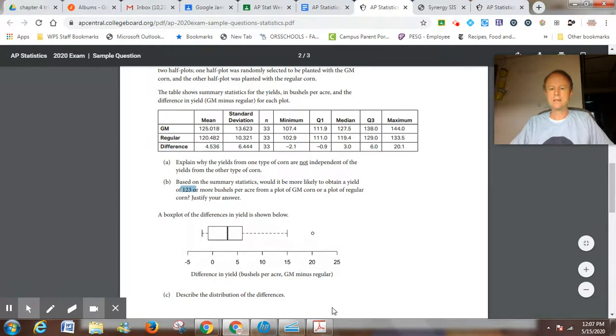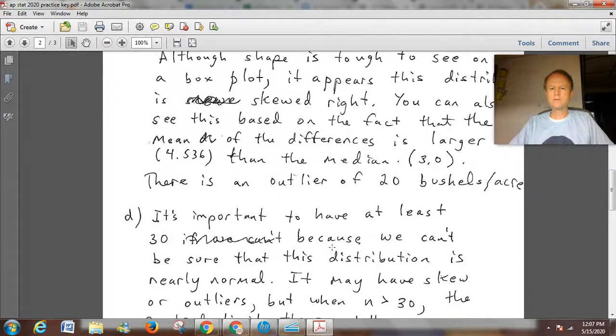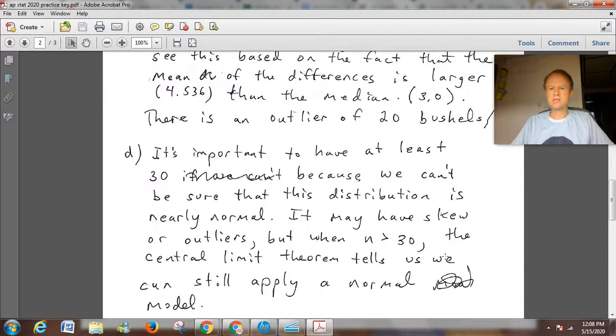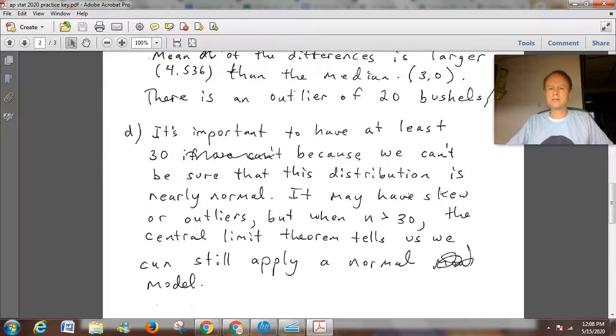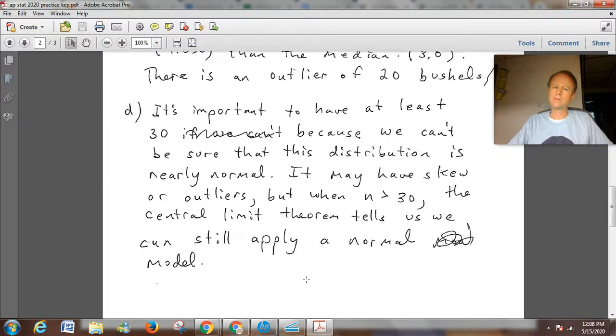And here's what I said. It's important to have at least 30 because we can't be sure that this distribution is nearly normal. It may have skew or outliers, but when n is greater than 30, the central limit theorem tells us that we can still apply a normal model. So I indicated that this wasn't necessarily normal, so we could apply the central limit theorem. We did activities earlier this year where you saw that no matter what the shape of the distribution, if I have a large enough sample, eventually the sampling distribution does become normal.